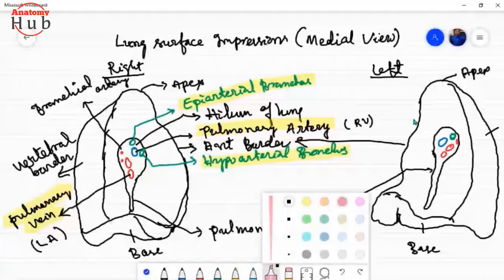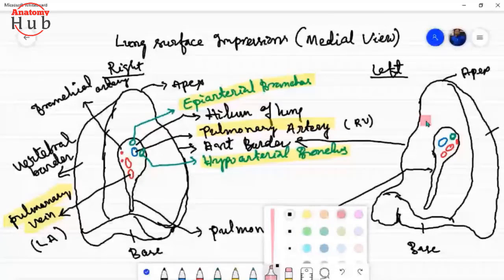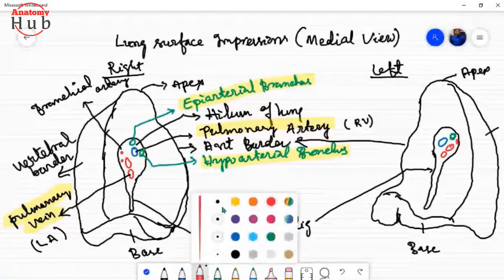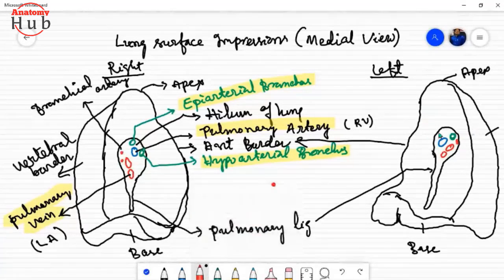Now we'll see the impressions. What are the impressions? First we'll see the impressions of the left lung, right? Because in the impressions of the left lung, what will happen at this point? Here you'll find the ascending aorta. This is the impression for the ascending aorta, and here you'll find the impression for the arch of aorta. Impression means you'll find a depression there, and that depression shows the impression for the arch of aorta.